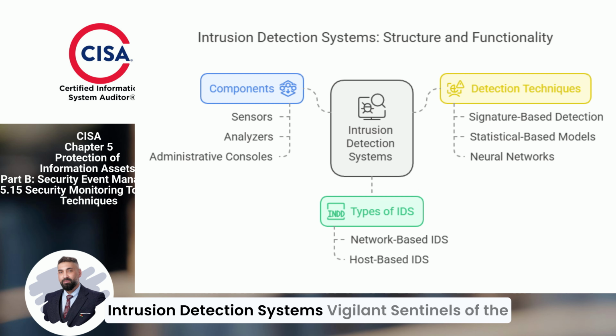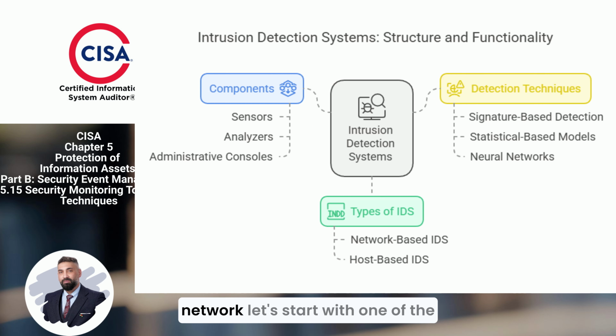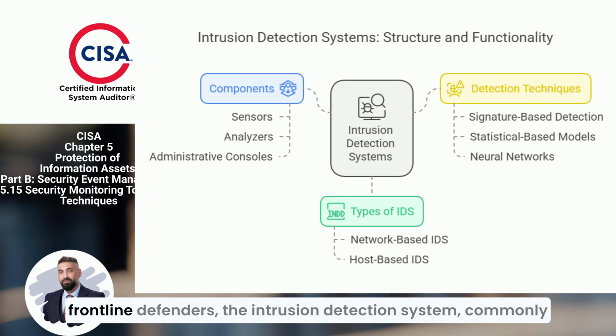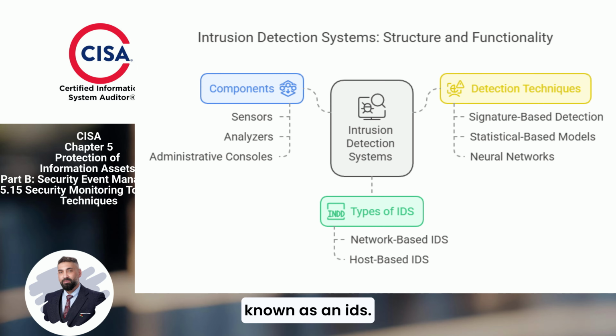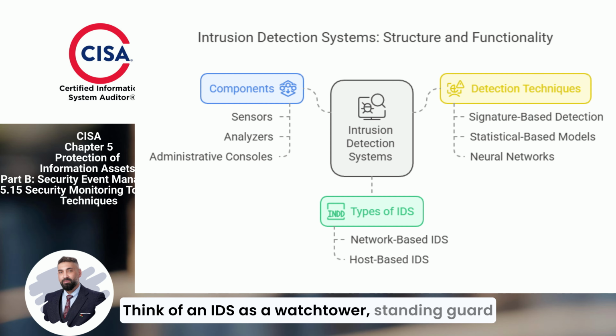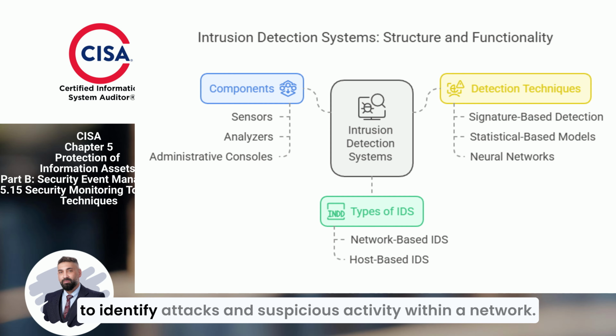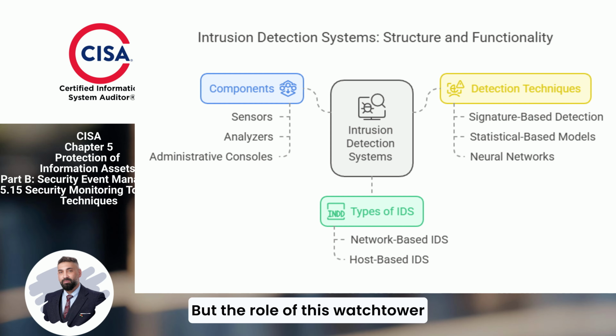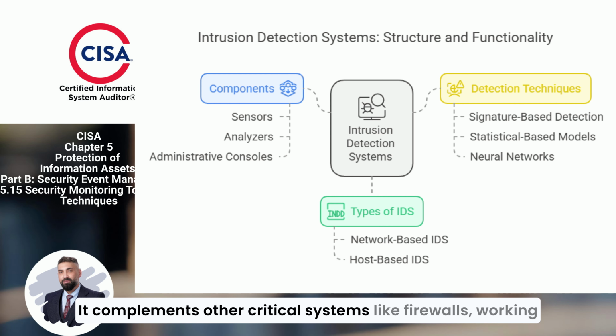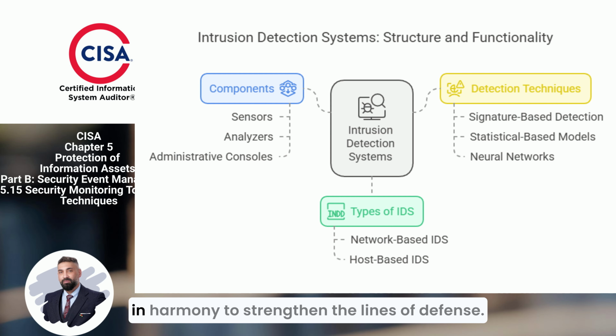Intrusion detection systems, vigilant sentinels of the network. Let's start with one of the frontline defenders, the intrusion detection system, commonly known as an IDS. Think of an IDS as a watchtower, standing guard to identify attacks and suspicious activity within a network. But the role of this watchtower doesn't stop at spotting threats. It complements other critical systems like firewalls, working in harmony to strengthen the lines of defense.